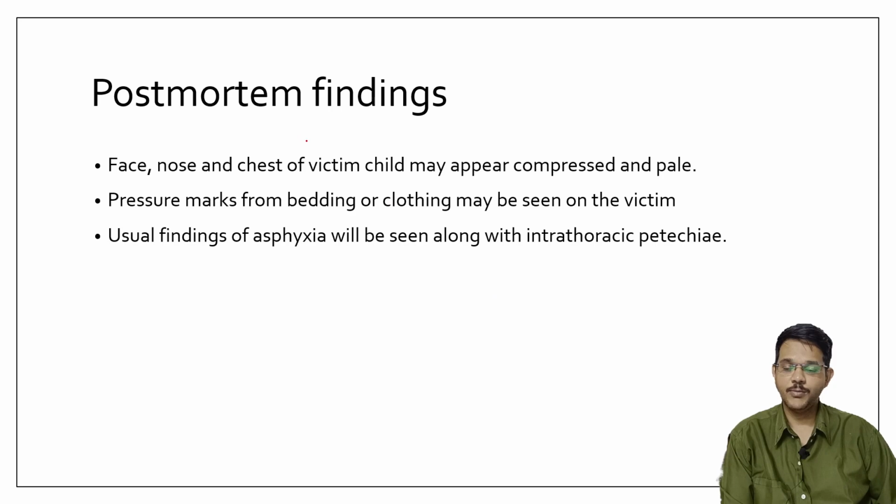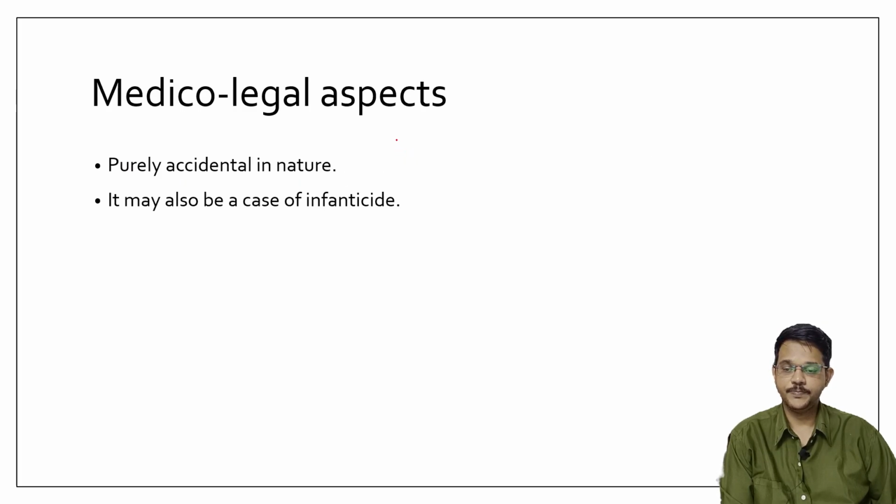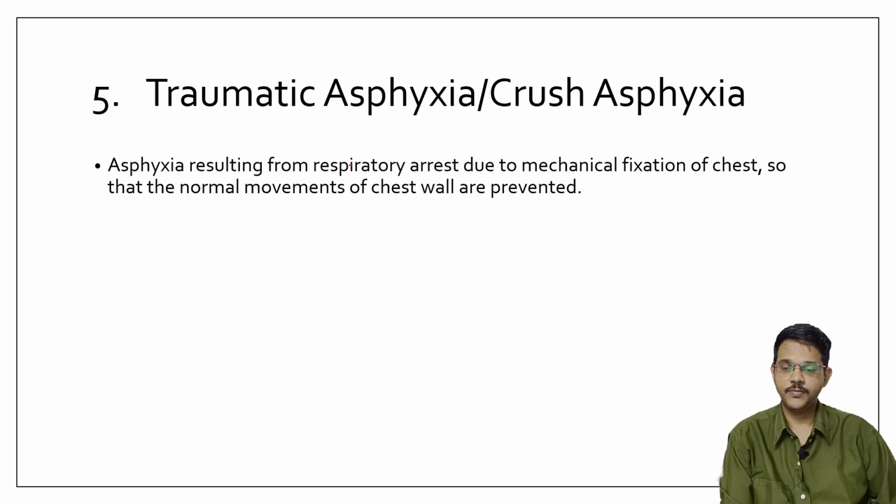Postmortem findings in overlaying: the face, nose, and chest of the victim child may appear compressed and pale. Pressure marks from bedding and clothing may be seen on the victim. Usual findings of asphyxia will be present. It is purely accidental in nature. Medical aspects of overlaying: it is accidental, but it can also be a case of infanticide if negligence of the mother is proved.